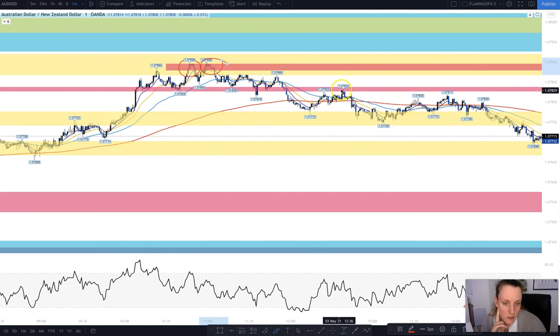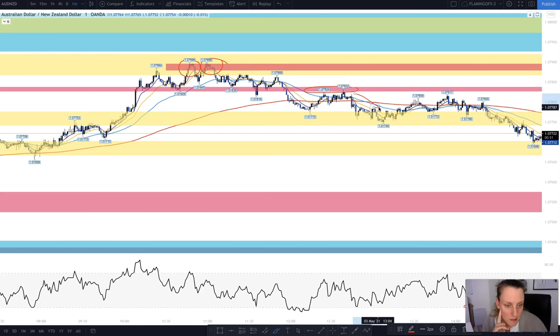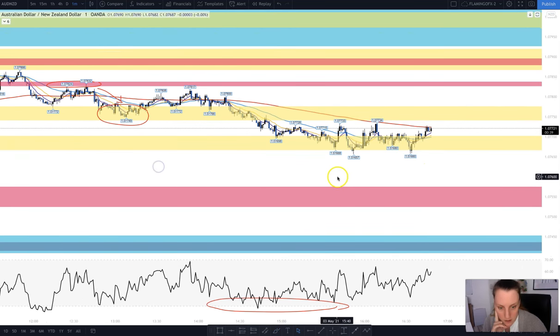Then we're going up again, retest this zone here. The EMAs go parallel, coming back to this area here. Then we are ranging, okay? We are ranging here. And then literally, I need to take it here. Literally, actually, we have broken the zone to the downside.